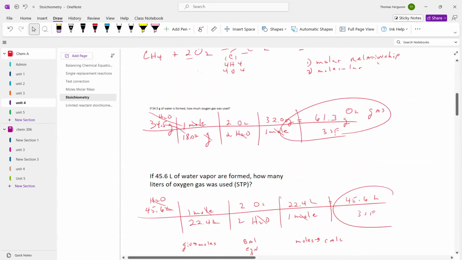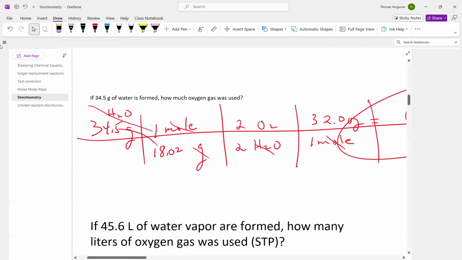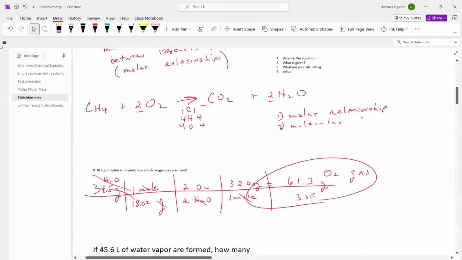Now, this is a typical stoichiometry problem. If 34.5 grams of water is formed, how much oxygen gas was used? So now we have one extra element here. We have a chemical reaction going on, that requires one extra step. So this is a reaction here: methane CH4 plus oxygen gas gives us carbon dioxide and water.